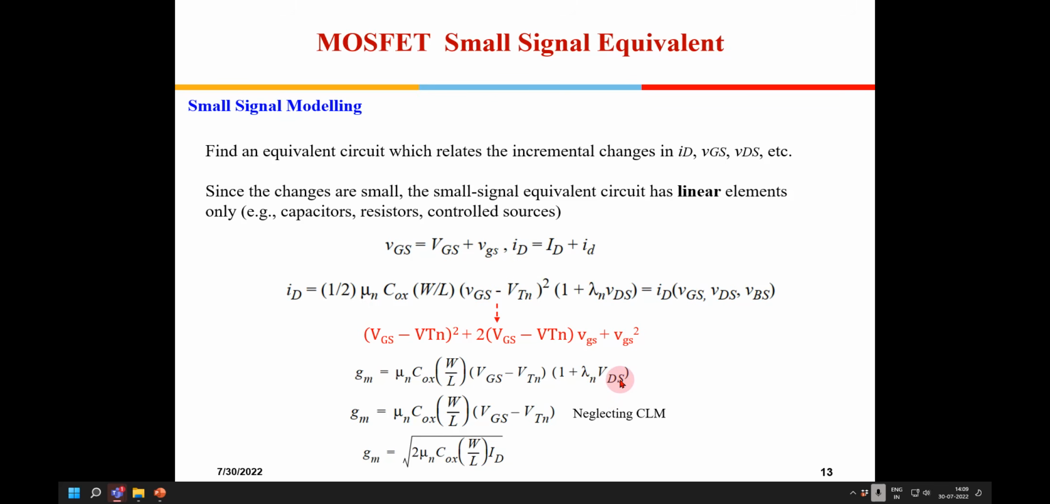Sir, I have one question. When we are differentiating this red term with respect to small v_GS, the first term vanishes. In the second, this 2 (V_GS minus V_TN) will be remaining. And 2 V_GS will be there, right? Since v_GS is going to be very, very small, we are neglecting that. So we are neglecting the first and third term. Okay.